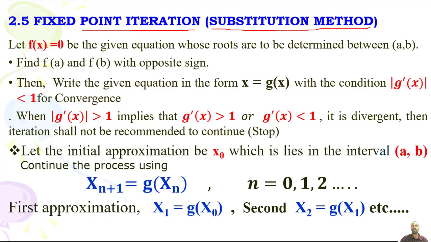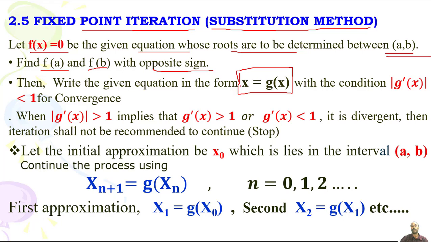Let f of x equal to 0 be the given equation whose roots are to be determined between this interval. If you have these intervals, then find f of a and f of b with opposite signs. Otherwise, you will approximate another interval. Then write the given equation in the form x is equal to g of x.